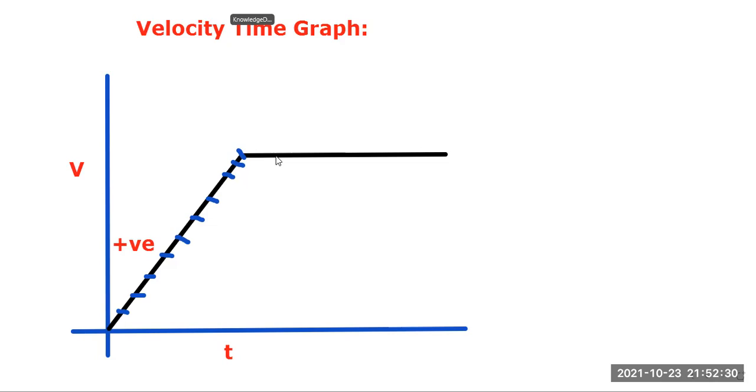And look at this part of the graph. The velocity is fixed, is constant during this time. So there is no change in velocity. No change in velocity means acceleration of the object is 0.